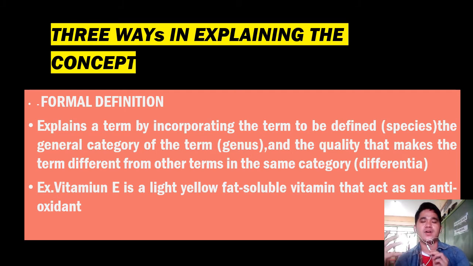Okay, so it's very formal. We have here species first, then second is the genus, and the third one is differential. I hope you understood it.